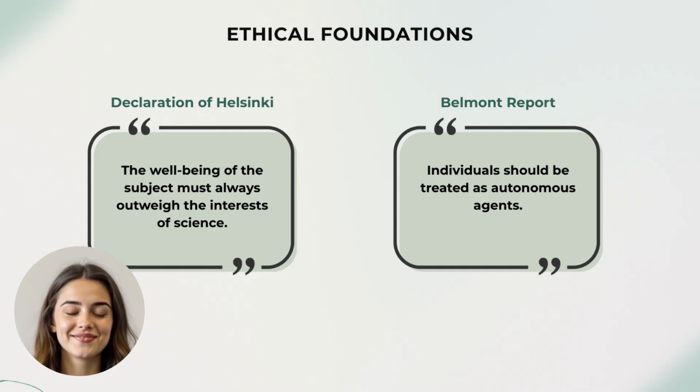First, the Declaration of Helsinki, drafted by the World Medical Association in 1964 and updated many times since. It insists that the well-being of the subject must outweigh the interests of science and society. Second, the Belmont Report, born out of the 1970s in the United States in response to ethical failures like the Tuskegee syphilis study. It gave us three guiding principles: respect for persons, honoring autonomy, and obtaining informed consent.